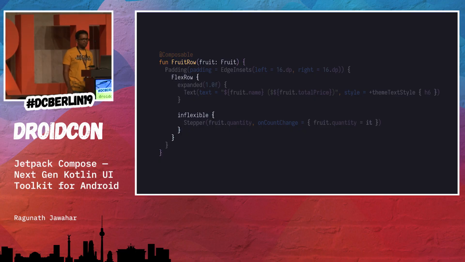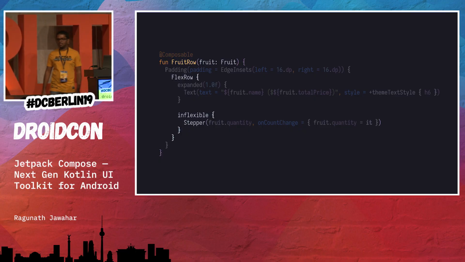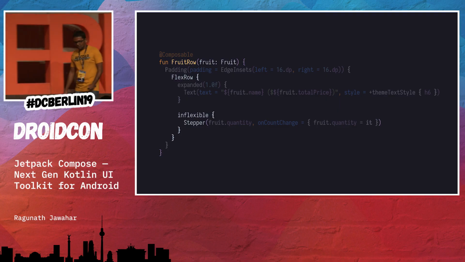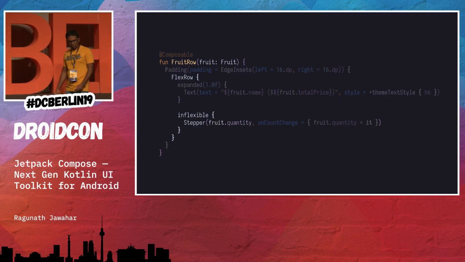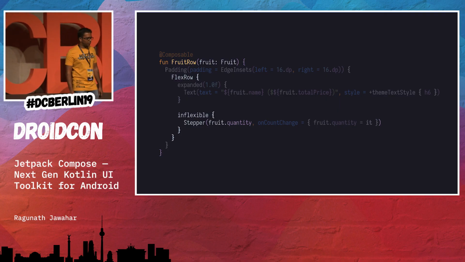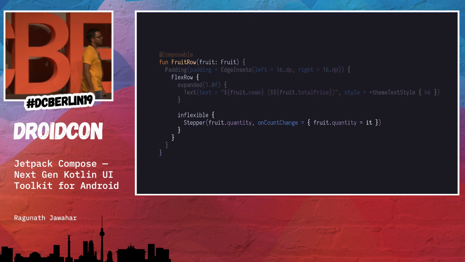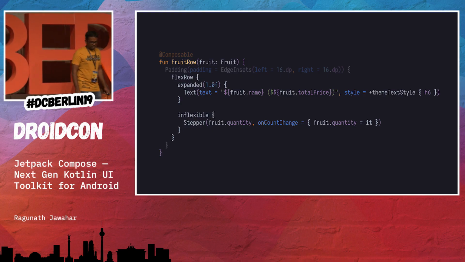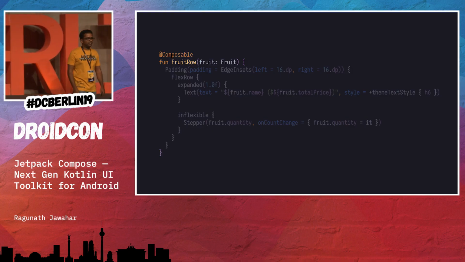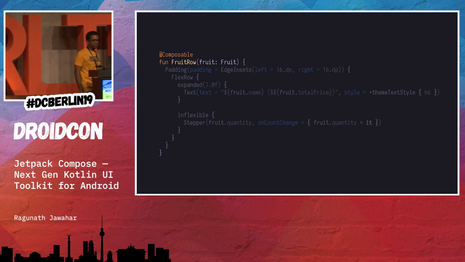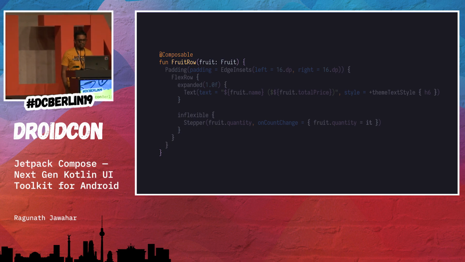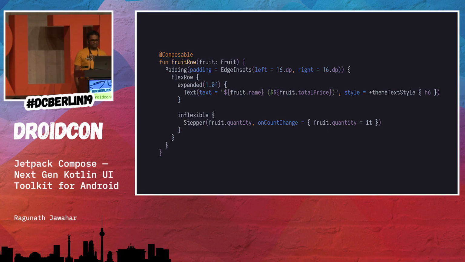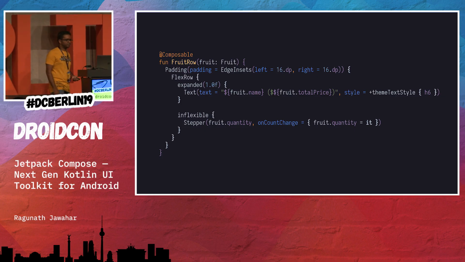And in terms of inflexible, we're just going to put the stepper inside, because the stepper can occupy as much space as it needs. And then we're binding it to the quantity property. And whenever the count changes, we're just updating the mutable property on the model itself. And at last, we're just going to annotate the function with the composable annotation itself. Right. And even if you notice here, we're not dealing with state here. This object does not own any state by itself.